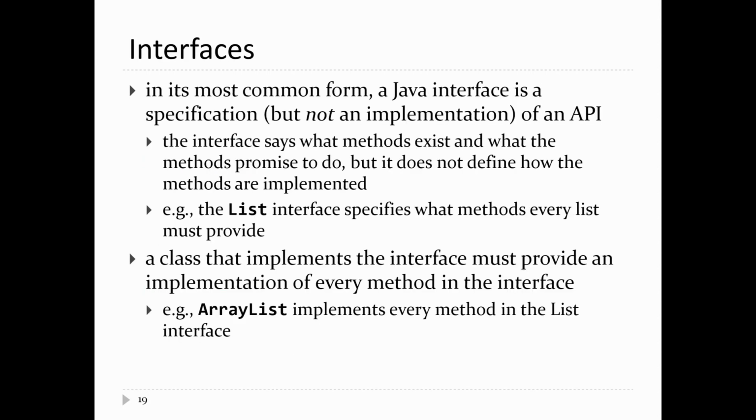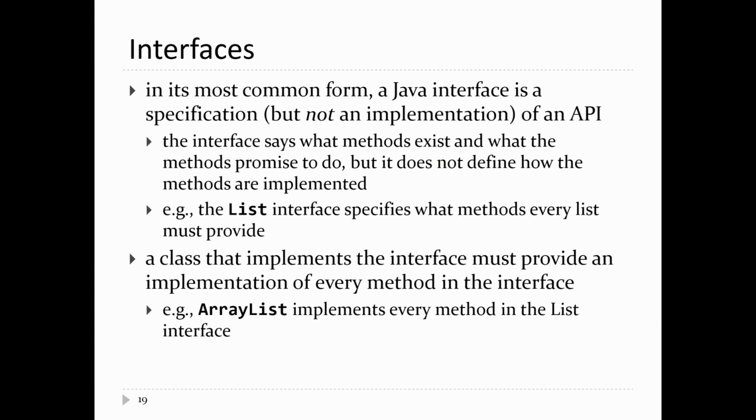All right, so what is an interface? In Java, an interface is a specification, but not an implementation, of an API. All that means is that an interface is a bunch of methods, but the interface itself does not implement the methods. The interface says what methods exist. It also says what the methods promise to do, so you can look up the documentation for an interface and you'll get the contract for the interface methods. But it does not specify how the methods are implemented.